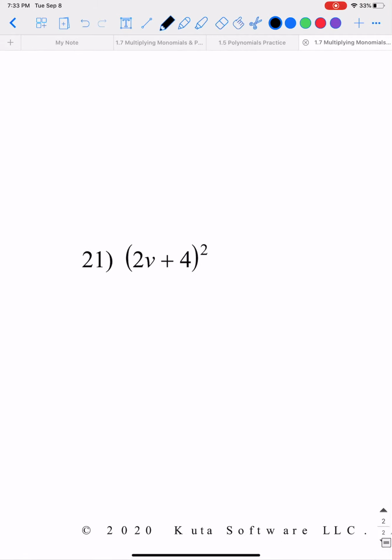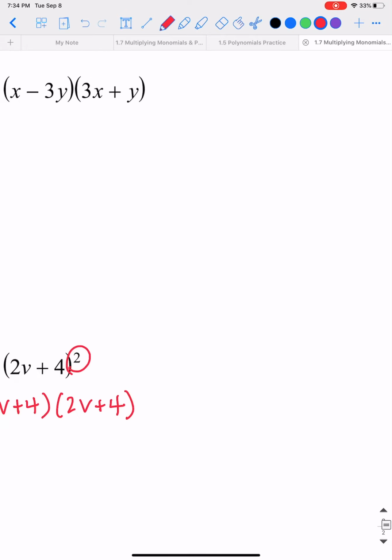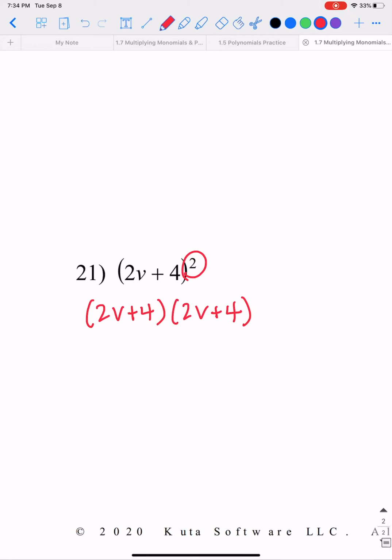Okay, last example that I want to do for you guys is number 21. So number 21 is written as a binomial squared. So remember that when we're squaring something, we're just taking that term or that binomial and we're just multiplying it by itself. So 2v plus 4 squared is actually 2v plus 4 times 2v plus 4. And now you have a binomial times a binomial, which is just like the examples we did in numbers 15 and 17. So let's go ahead and work that out together just to show you guys one last example, and then you can try the rest on your own.